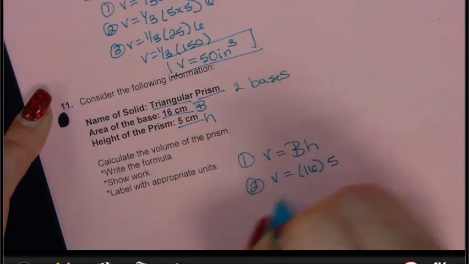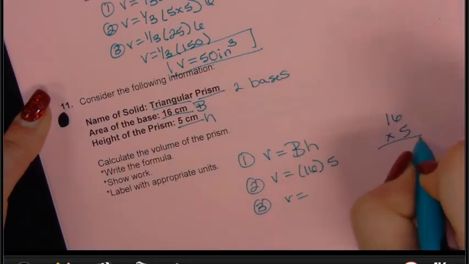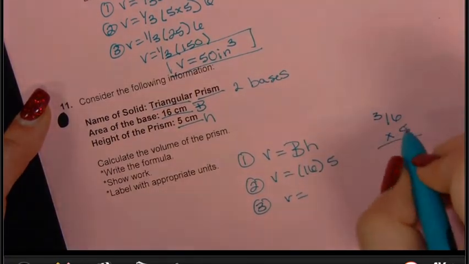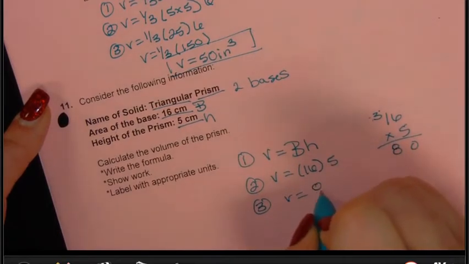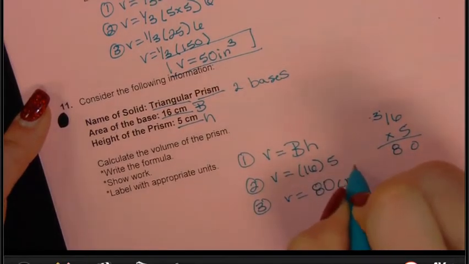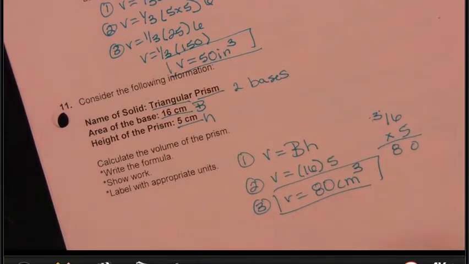So 16 times 5. And let's see, 16 times 5. 5 times 6 is 30. 5 times 1 is 5, 6, 7, 8. To have a volume of 80 centimeters cubed.